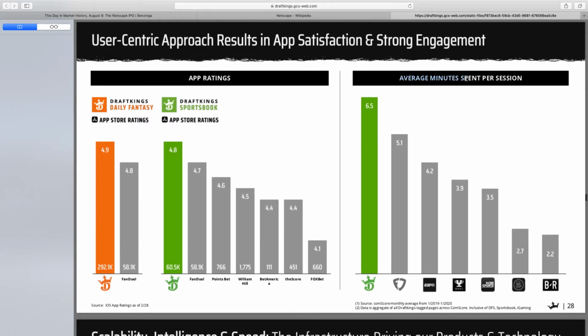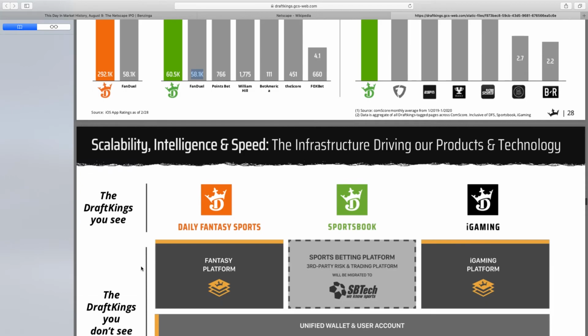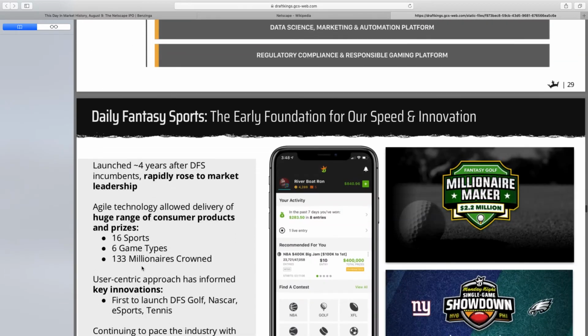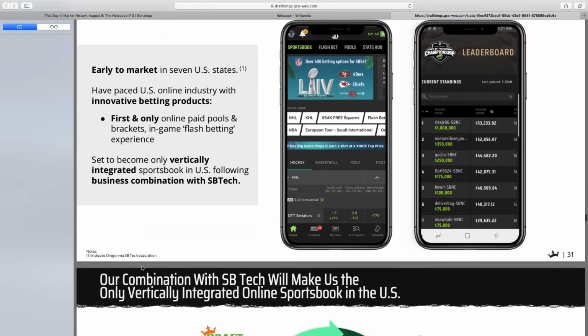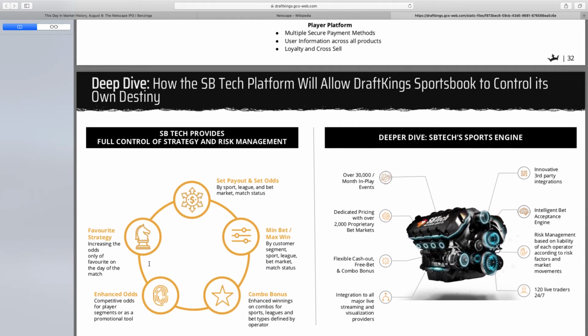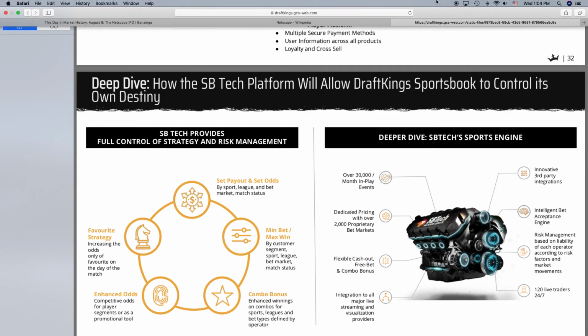Average minutes spent per session: DraftKings 6.5 versus FanDuel at 5.1. Here's the app rating: 4.8 versus 4.7 for FanDuel, and 60.5 thousand versus 58.1 thousand reviews. They're pretty much leading FanDuel in every category: iGaming, sportsbook, and daily fantasy sports. So basically, in America, we're looking at only one having to survive out of all of this. One of them is going to eat the other. DraftKings just has the huge lead.